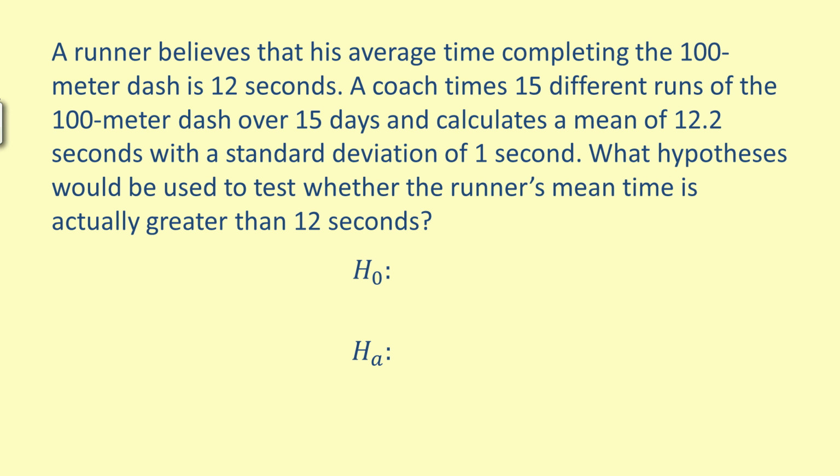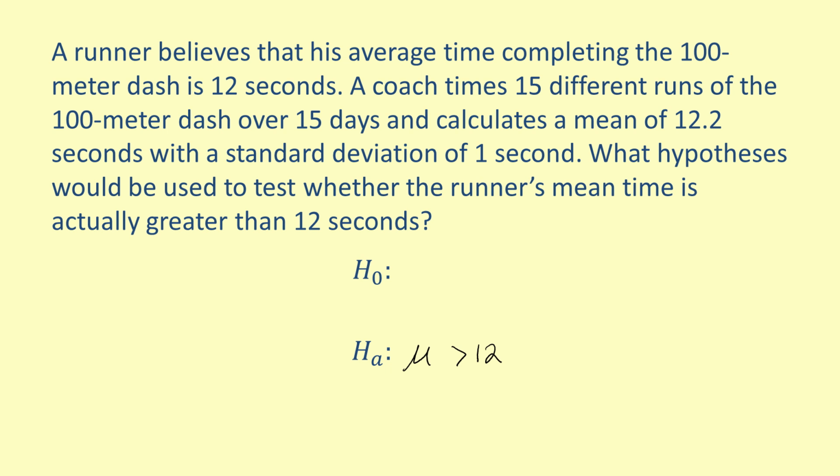What hypotheses would be used to test whether the runner's mean time is actually greater than 12 seconds? Review the question. The test wants to see if the mean is greater than 12 seconds. This statement does not include equality, so it is the alternative hypothesis. So the alternative hypothesis is mu is greater than 12.